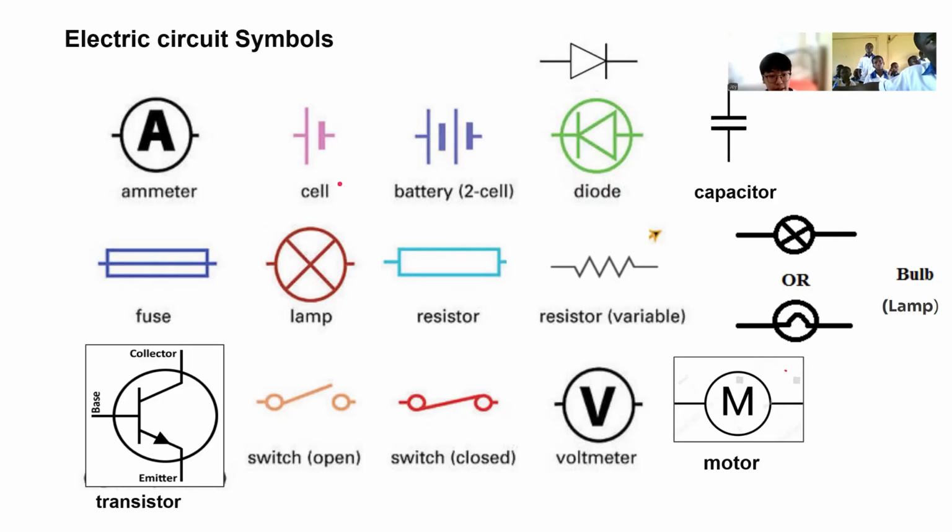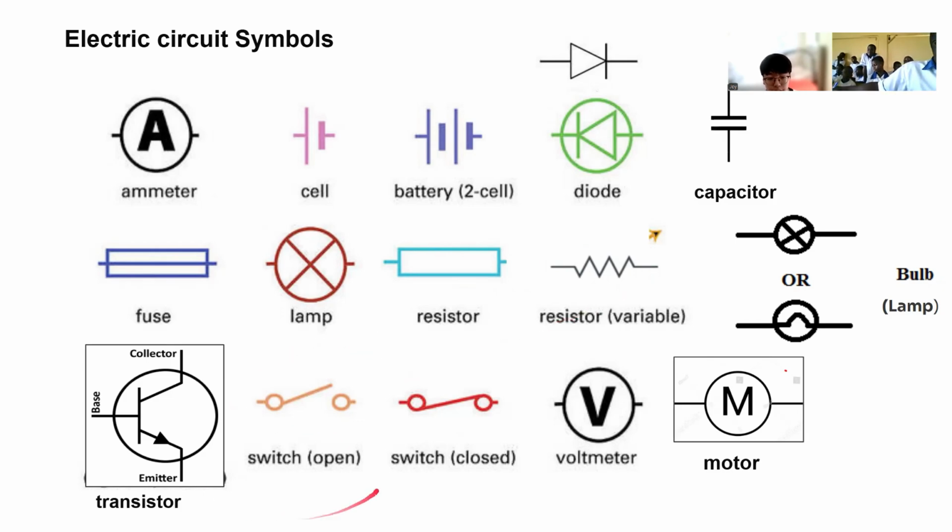This shape is called a cell. It's the battery. Specifically, the battery has two cells. So this is a battery. This is just one cell. And this thing is called a diode. This two line is called a capacitor. This box-like thing is called a fuse. This X cross with a circle is a lamp. This is a resistor, or resistor can also look like this, like a zigzag.